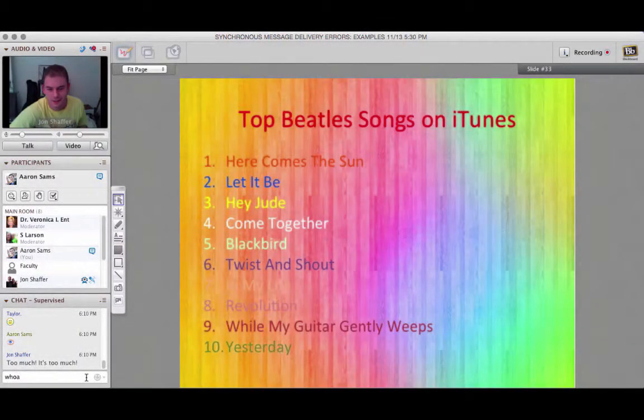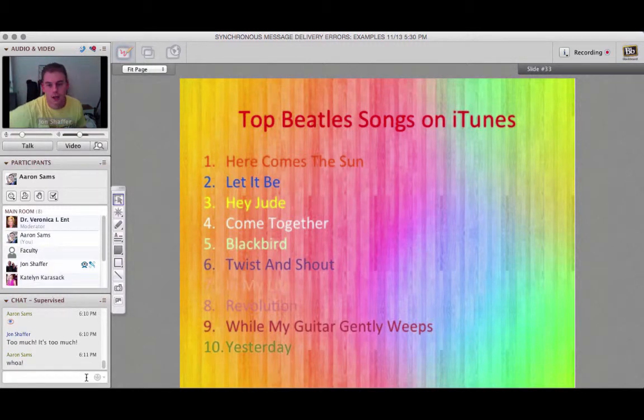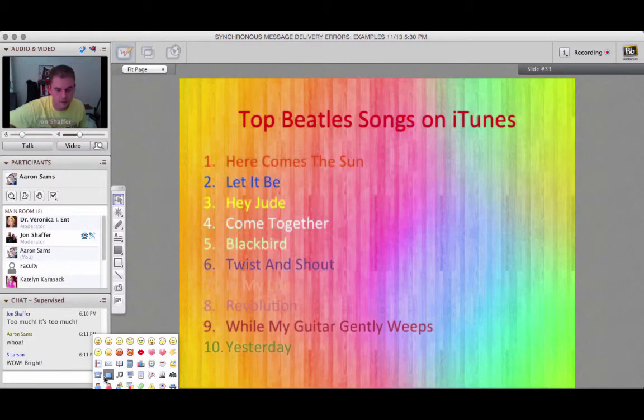Ah, there it is. So, these are the top 10 songs right now on iTunes for the Beatles. Obviously, it's easy to tell it is a beautifully colorful design, as the Beatles would want it themselves. Here Comes the Sun is number 1.